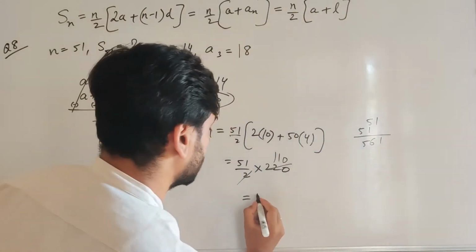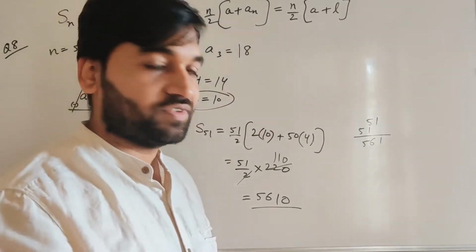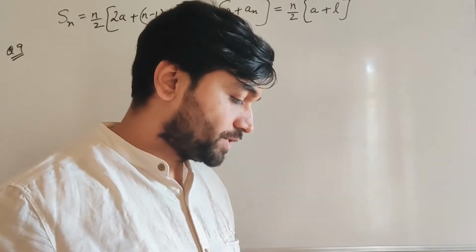So 561 and 0. So 5610 is your answer for this question. Okay, so the next question, question number 9.